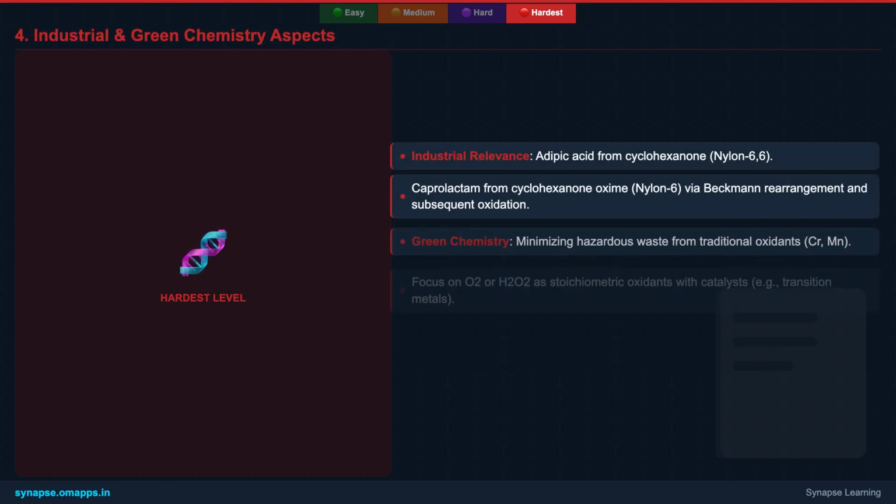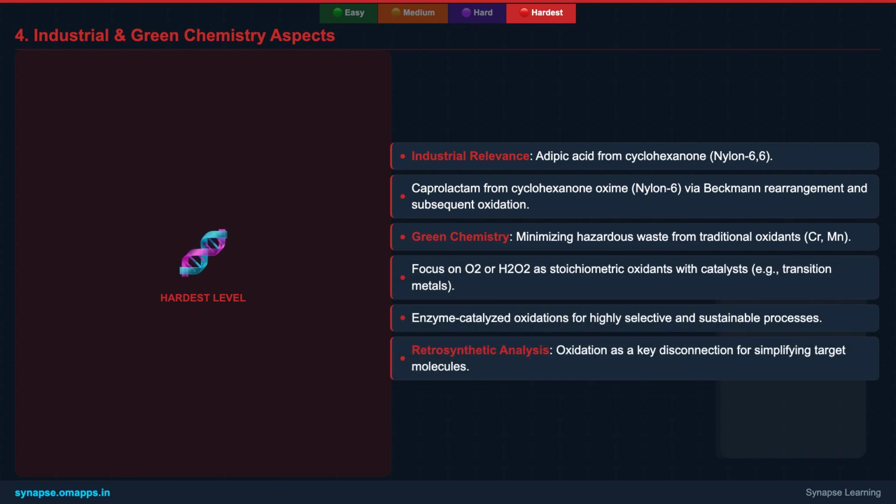Oxidation reactions aren't just academic exercises, they drive massive industrial processes. The production of adipic acid for nylon, or caprolactam for nylon 6, relies heavily on controlled oxidation. But there's a growing awareness of environmental impact. Traditional oxidants often involve heavy metals, leading to hazardous waste. This has spurred the development of green chemistry approaches, using molecular oxygen or hydrogen peroxide as cleaner oxidants, often with innovative transition metal catalysts.